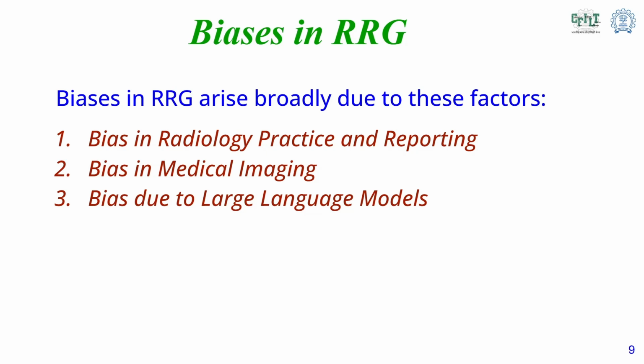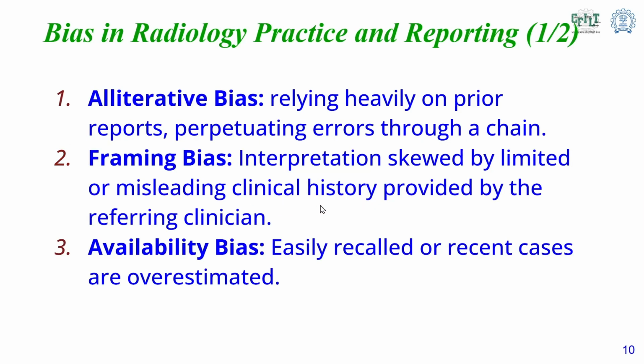So biases in RRG can be due to these factors: radiology practice and reporting, medical imaging, and large language models. Starting with radiology practice and reporting. Firstly, we encourage the reader to go through our paper for detailed explanations. Here, we will try to summarize in brief. Alliterative bias is when we rely on prior reports, which perpetuates errors in a chain. Framing bias is when our interpretation is skewed by limited or misleading clinical history, which is provided by a referring clinician.